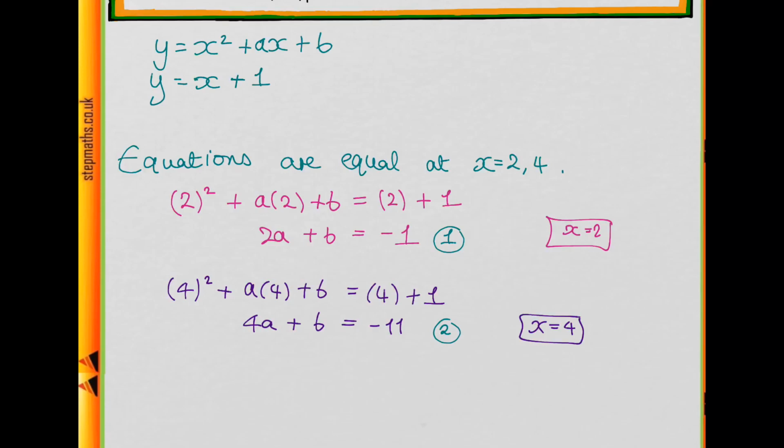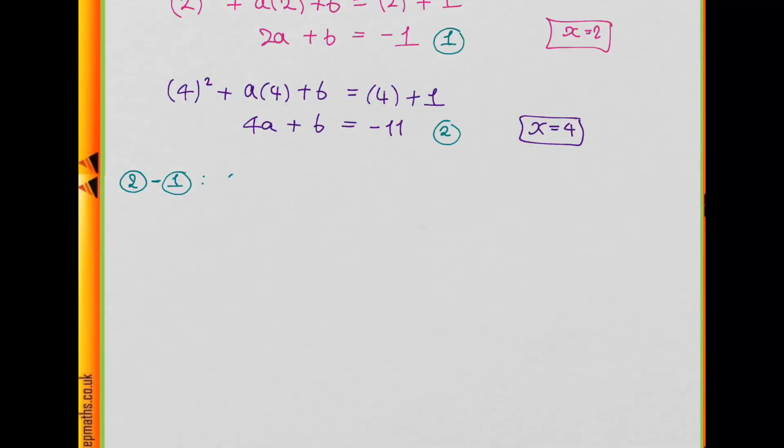You should get something which looks like this. Again, all I've done is replace the 2's with 4's and worked it out to get 4a plus b is equal to minus 11. I now have two equations which I've labelled 1 and 2, and I'm going to solve them simultaneously to find a and b. So pause the video and have a go at doing this now.